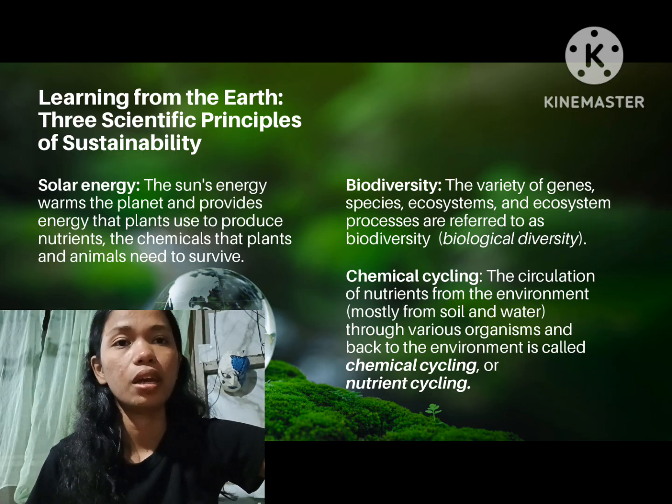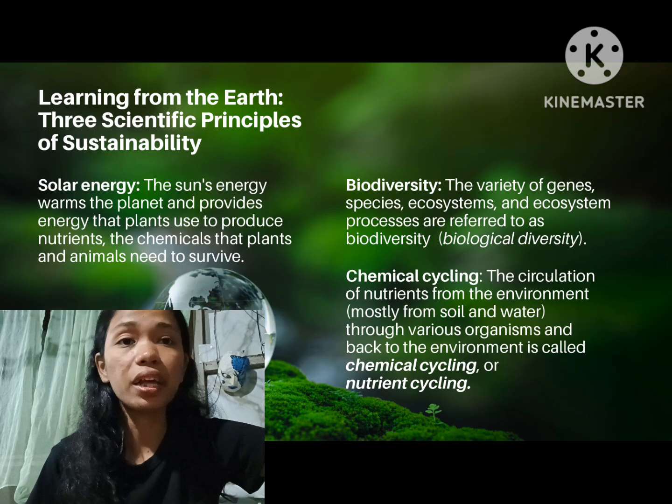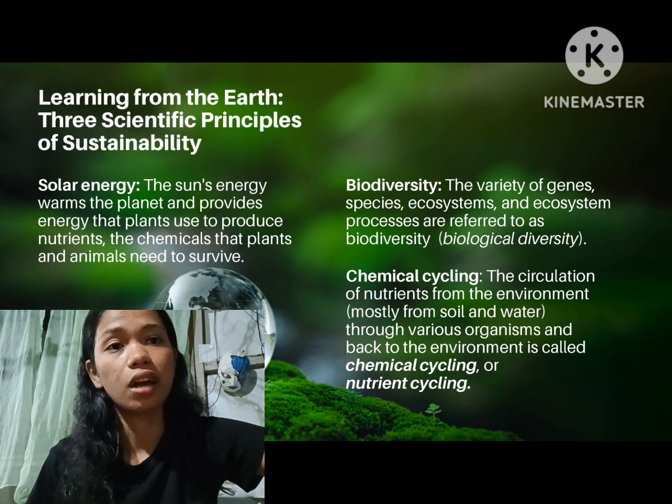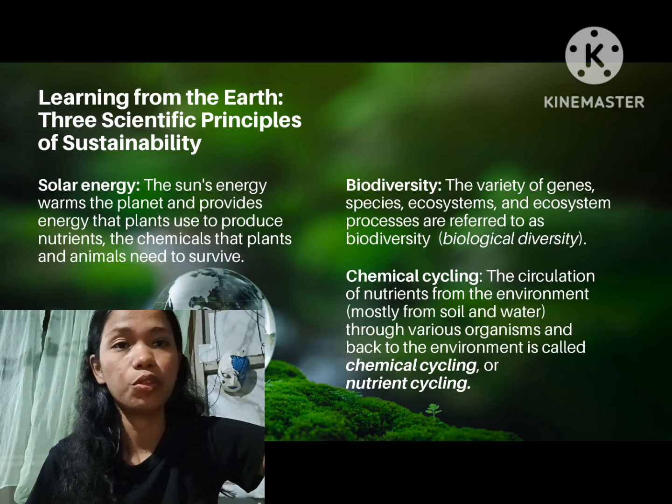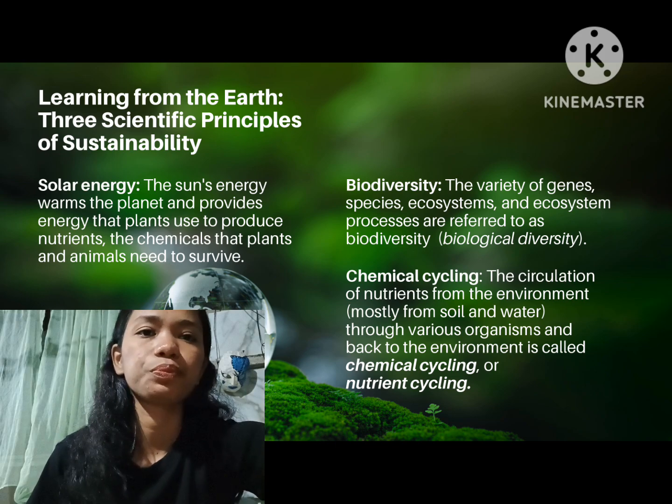Number three, chemical cycling. Chemical cycling is the movement of nutrients like water, carbon, and nitrogen through nature. This process helps support life on Earth.